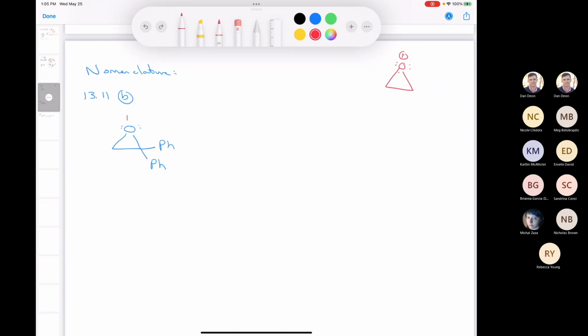Well, this carbon is the only one with substituents on it, and we want to give those substituents the lowest possible number. So we have 1, 2, 3, like that. So we have two phenyls at carbon number 2. So we have 2,2-diphenyl oxirane. We'll scribble that down, 2,2-diphenyl oxirane. All right, so that's done.